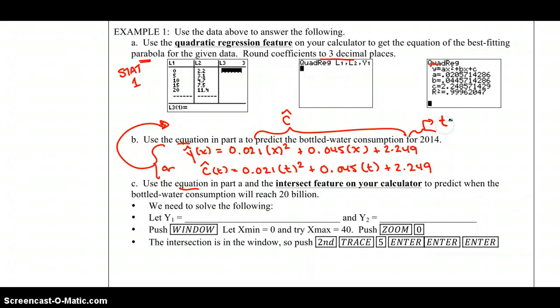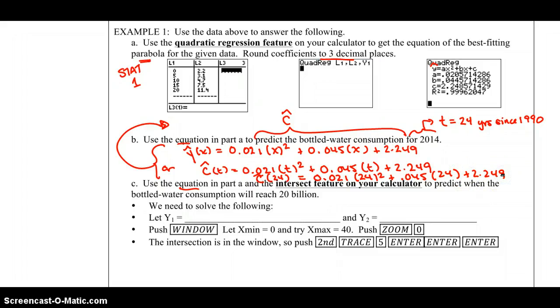Okay, so this is a t-value. We were using years since 1990, so this would give us a t-value of 24 years since 1990. 1990 plus 24 will give us 2014. So we want to take this equation we got, I'm going to smush it down here since I misplaced that information, and put in a 24 for t. So we're going to get 0.021 times 24 squared plus 0.045 times 24 plus 2.249.